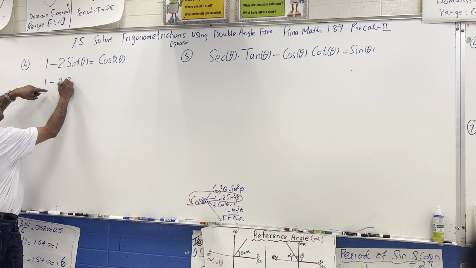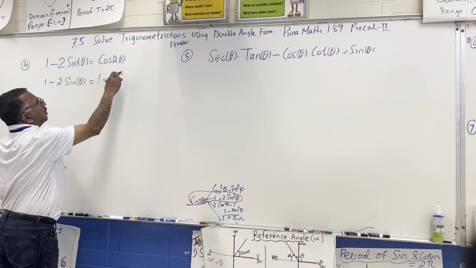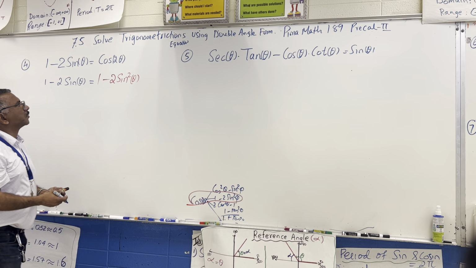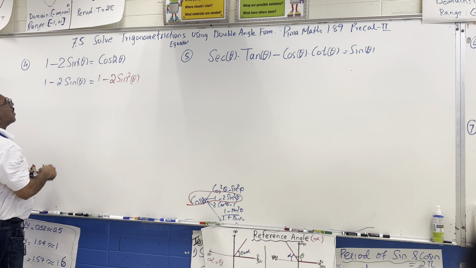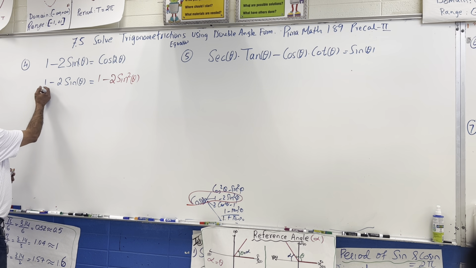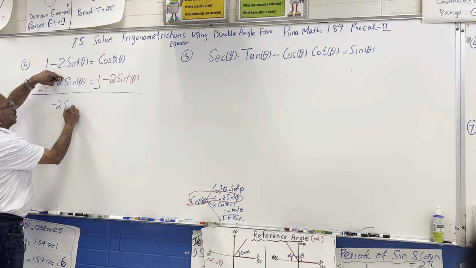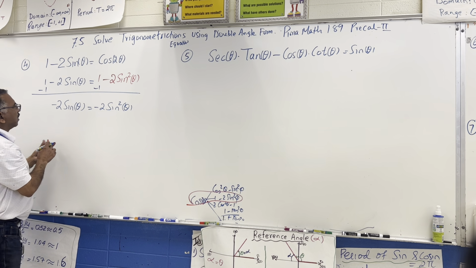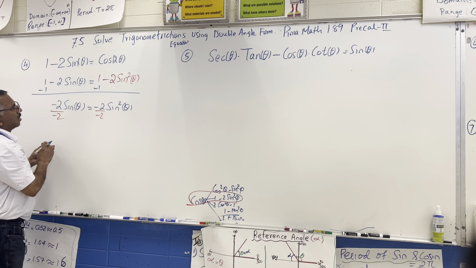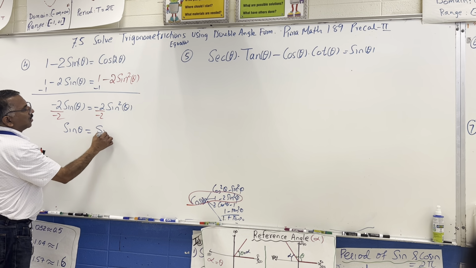So this stays the same. In place of this, I'm writing 1 minus 2 sine square theta. Okay, let's bring all the terms to one side. You can see there's a 1 here, there's a 1 here, so we can cross it out by subtracting 1. So you get minus 2 sine theta on this side, and minus 2 sine square theta on that side. We can still divide by minus 2 on both sides, and you are left with sine theta equals sine square theta.